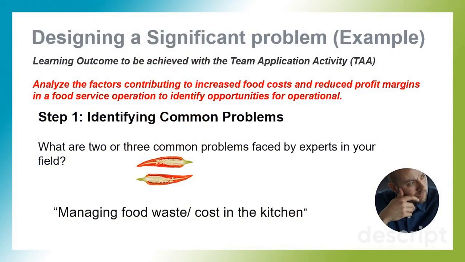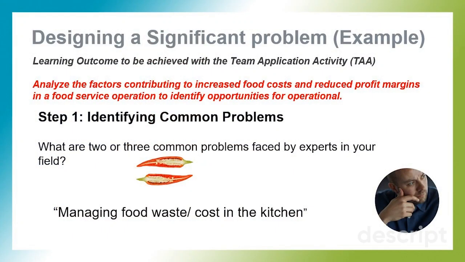Now that you've grasped the core principles of TAAs and the 4 S's, it's time to start designing your own significant problem for your class. Designing effective TAAs is part of the backwards design process, where you start with the learning objectives and then create the application activities. Here is a suggested framework for designing a significant problem using a learning outcome from a course called Menu Management.